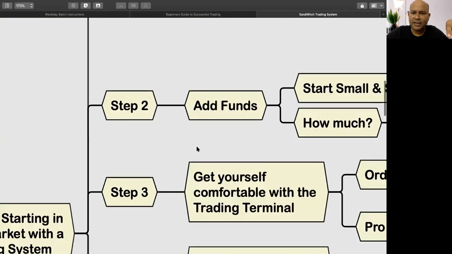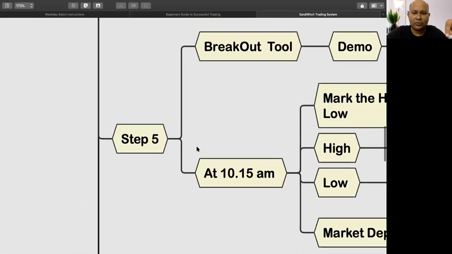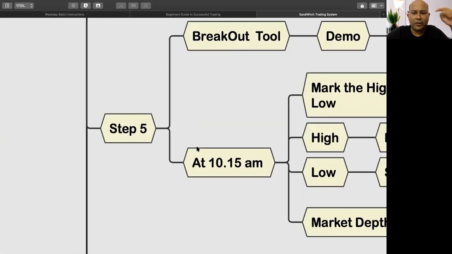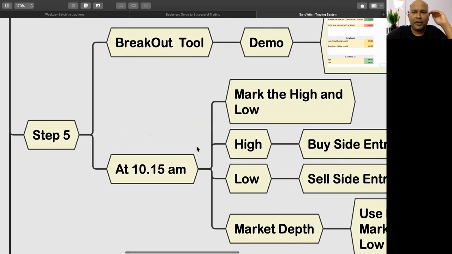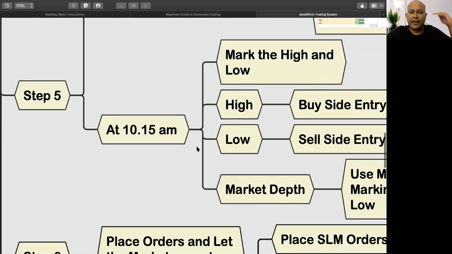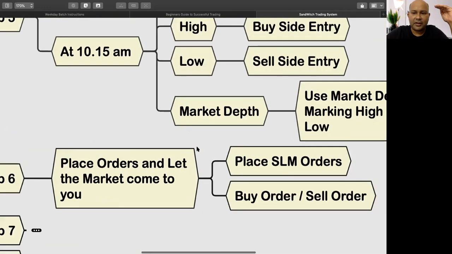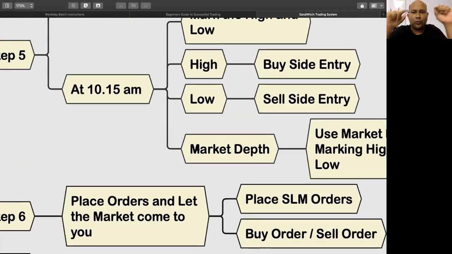Quick revision. After you come to the breakout at 10:15, you need to know your high for the day. How will you get to know that? Through the market depth, low for the day, and all of that stuff. And then you know where you are entering, where your short side entries are, you know your stop loss from the tool, and you know your target from the tool.